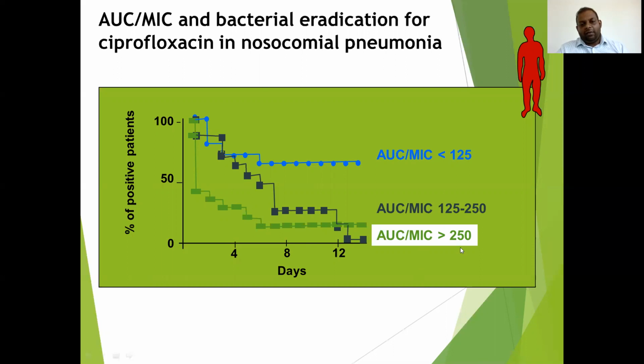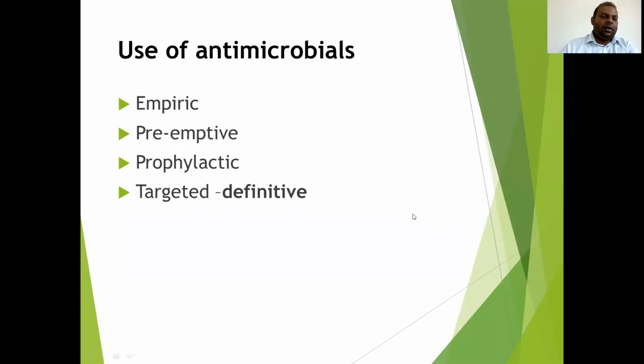If that value is more than 250 for ciprofloxacin against E. coli in nosocomial pneumonia, eradication power is high. If AUC over MIC is less than 125, the number of positive patients is high. Positive means, we'll say, E. coli positivity is high for ciprofloxacin. That means eradication is not achieved. That's why we have to give a fairly high and appropriate dose, and keep this parameter more than 250 for bacterial eradication in this particular patient using ciprofloxacin. That's its application.